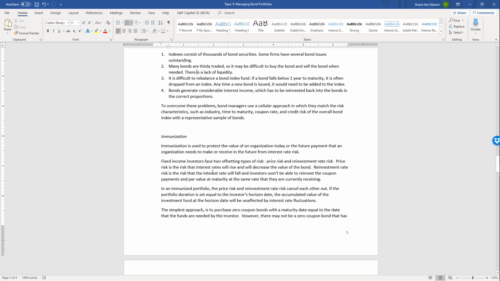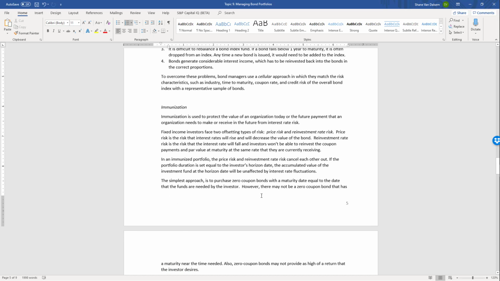Reinvestment rate risk is the risk that the interest rate will fall, and so whenever investors receive coupon payments or they receive the par value at maturity, they won't be able to reinvest at the same rate or higher than what they're already getting, that the rates have fallen and now their returns are going to fall along with that. In an immunized portfolio, the price risk and the reinvestment rate risk cancel each other out. If the portfolio duration is set equal to the investor's horizon date, the accumulated value of the investment fund at the horizon date will be unaffected by interest rate fluctuations. And again, we're going to work through an example of that.